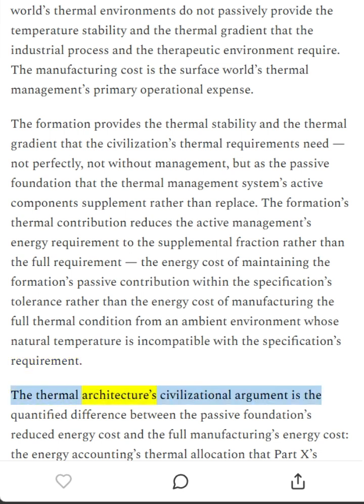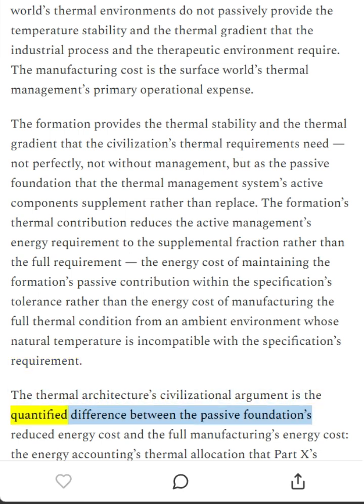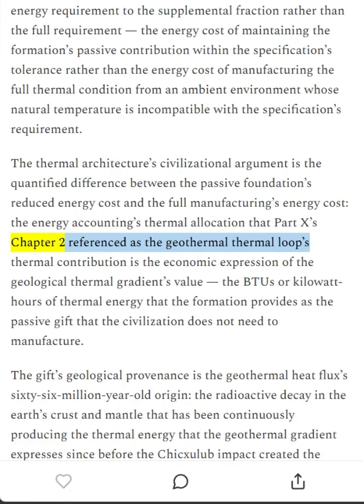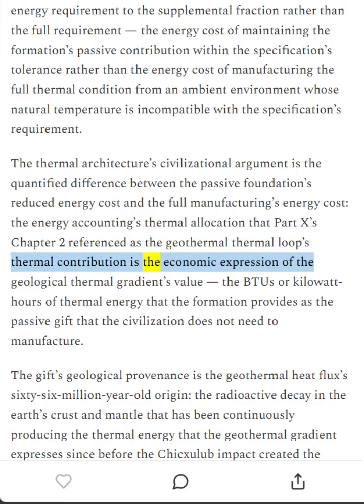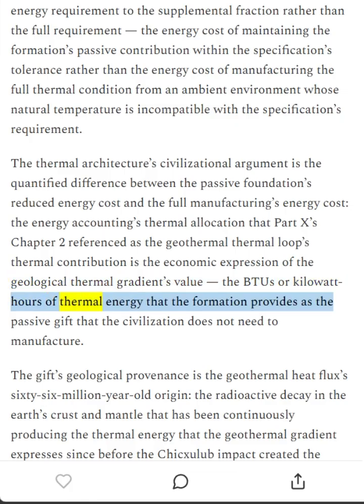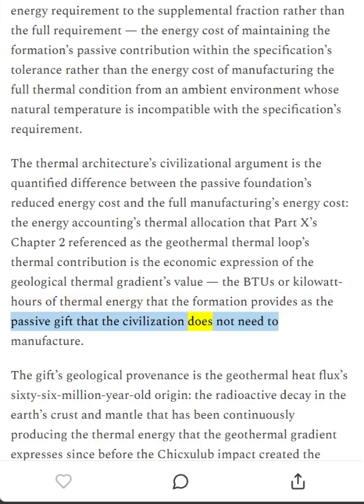The thermal architecture's civilizational argument is the quantified difference between the passive foundation's reduced energy cost and the full manufacturing's energy cost. The energy accounting's thermal allocation that Part X's Chapter 2 referenced as the geothermal thermal loop's thermal contribution is the economic expression of the geological thermal gradient's value. The BTUs or kilowatt-hours of thermal energy that the formation provides as the passive gift that the civilization does not need to manufacture.